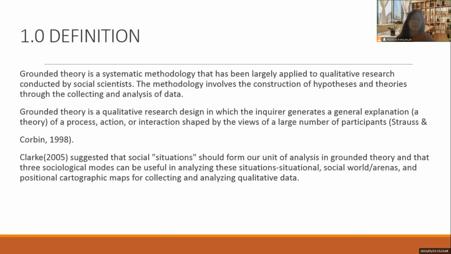Black suggests that the social situation should form our unit of analysis in grounded theory, and then three sociological modes can be used for analysis: situational, social world, and positional category maps for collecting and analyzing qualitative data.